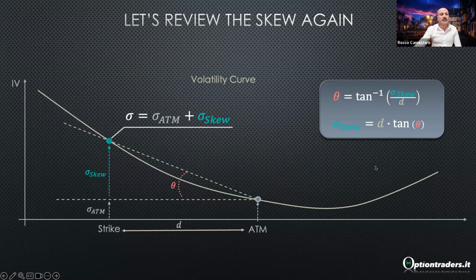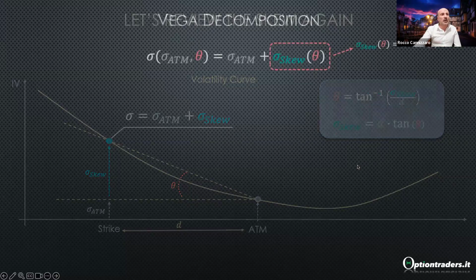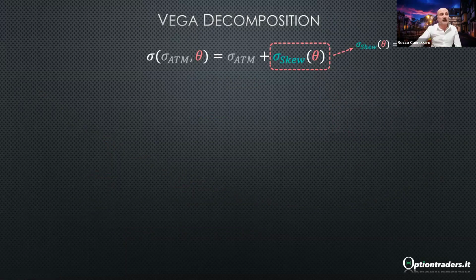Okay, all right. So now we get this piece. If we look at the total volatility, I just said that this is the sum of two parts: the at the money volatility plus this piece, which is essentially dependent on an angle. It's basically a rotation, and here we have the formula. So when calculating the Vega, I now want to decompose my Vega into two parts: the Vega that is due to the at the money volatility, and the Vega that is due to the skew.